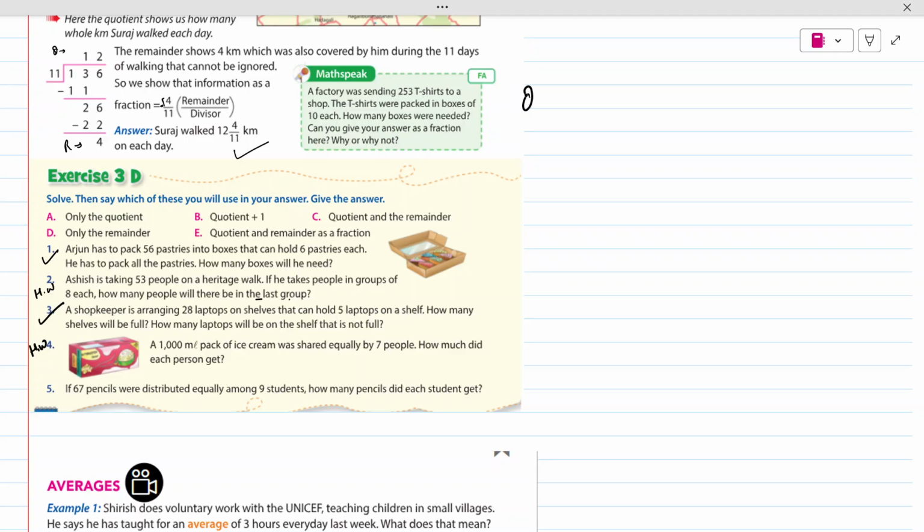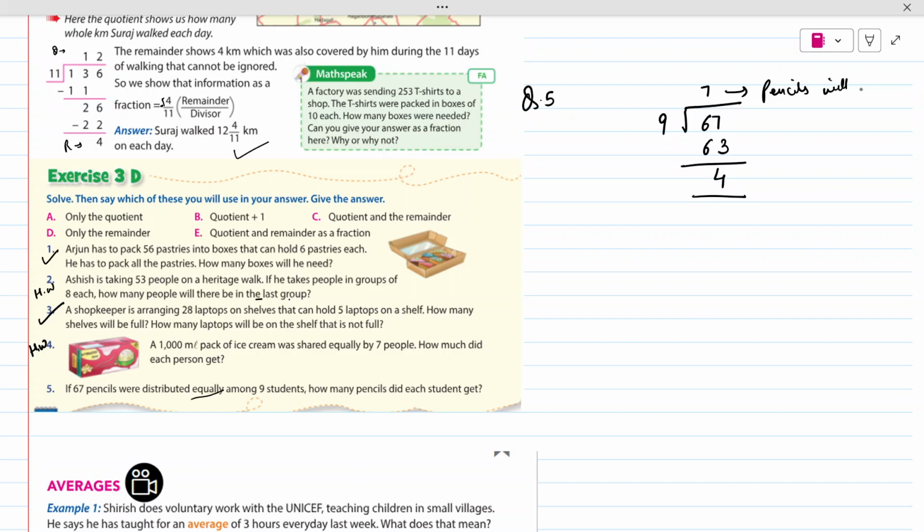Next is question number 5. If 67 pencils were distributed equally among 9 students, how many pencils did each student get? Again, this is very easy. The total number of pencils is 67 and we have to divide them equally among 9 students. So in order to find how many pencils each student will get, we are going to divide. So 9 into 7 is 63.